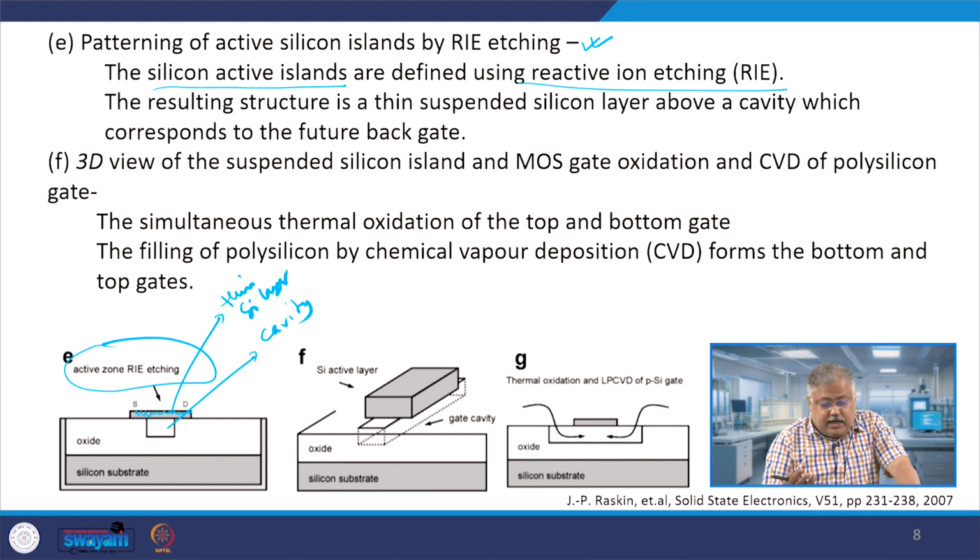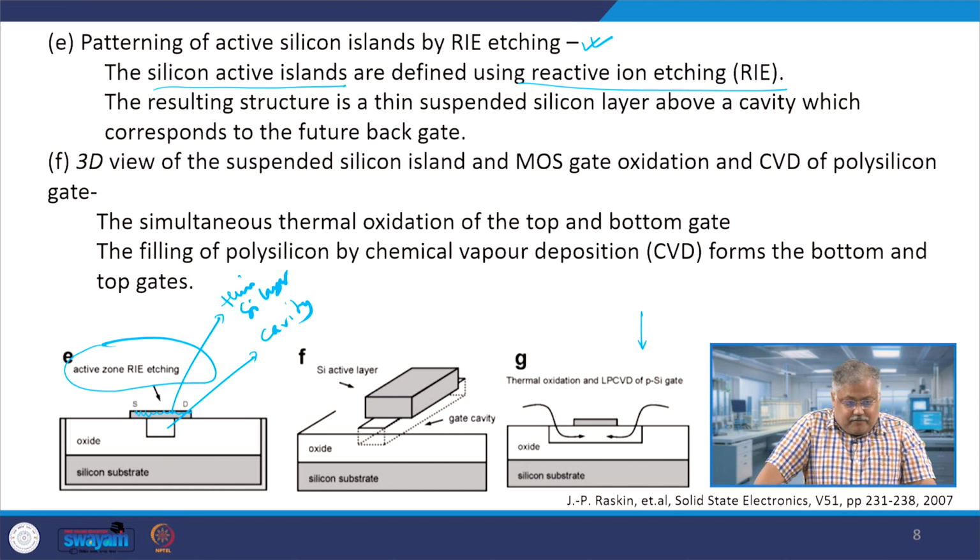Now, this RIE is followed by a simultaneous thermal oxidation of the top and bottom gate and filling of the polysilicon by CVD, right. So, you need to fill up the polysilicon, and from there you do a top gate and bottom gate etching. Next, the polysilicon is doped using the flow of a dopant gas. When you flow the dopant gas, which you can see here, the dopant gas tries to react with the silicon and forms the dopant species there.